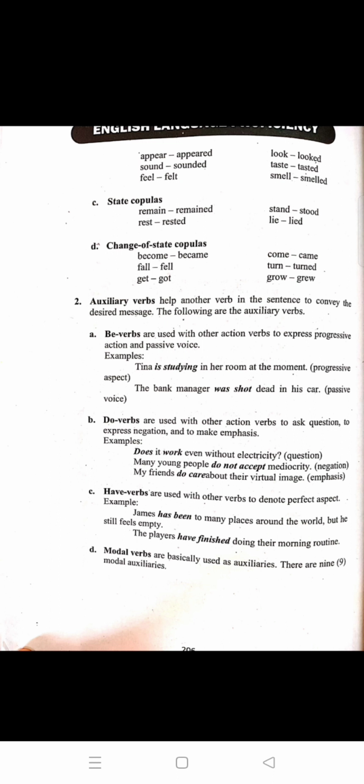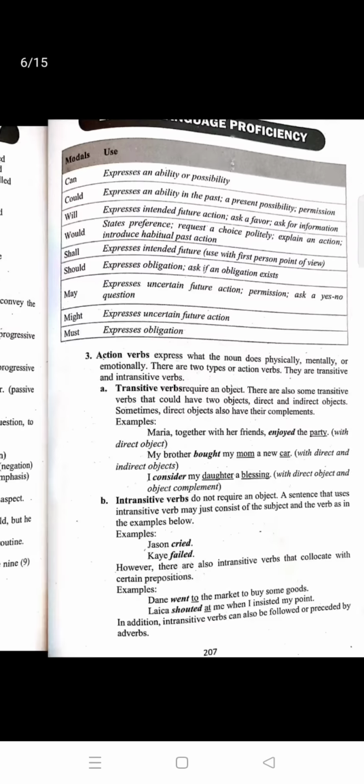Next is the do verbs. Of course, you know them: do, does, and did. Have verbs: have been, has been, had been. So, those are your have verbs. And modal verbs are basically used as auxiliaries. Now, we have 9 auxiliaries or modal auxiliaries.